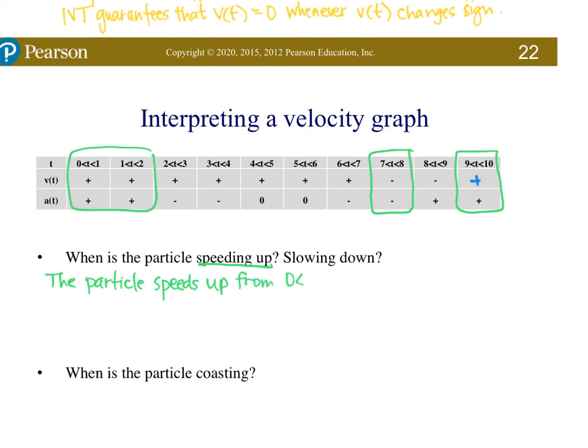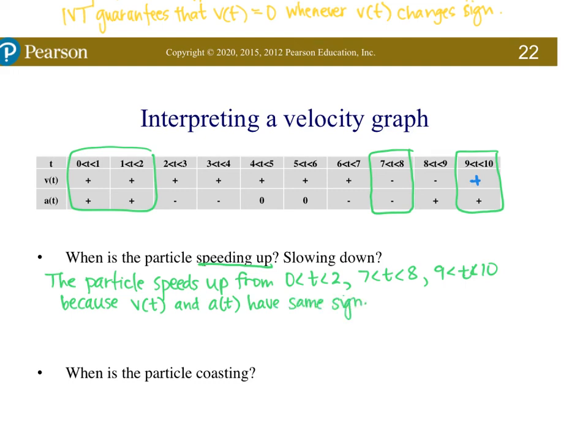All right, so speeding up, the particle speeds up from 0 to 2, 7 to 8, 9 to 10, because v of t and a of t have the same sign. And then we'll do slowing down in red.